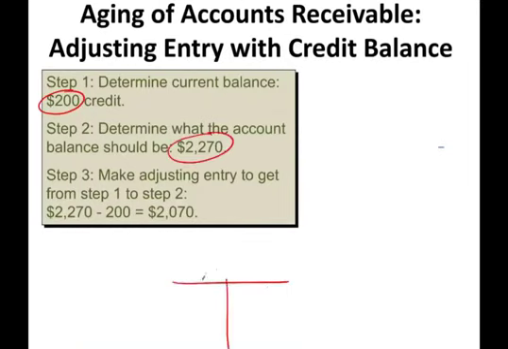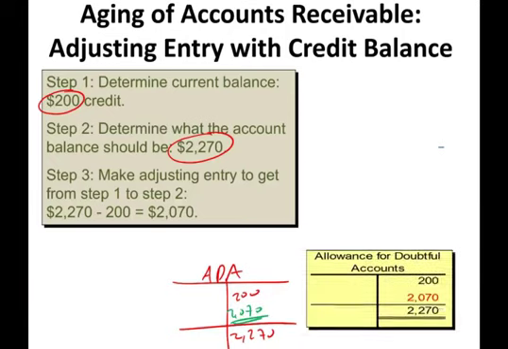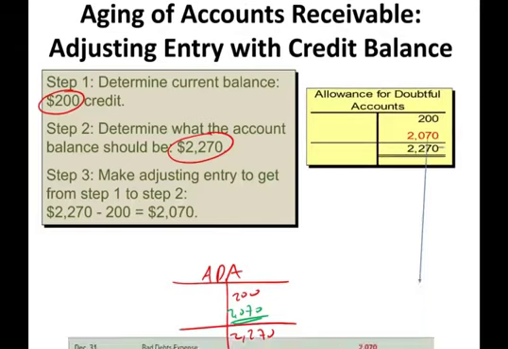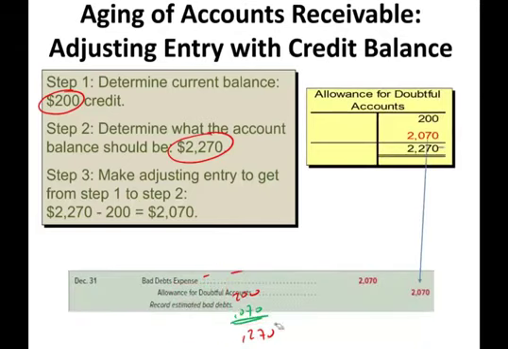So here's what we have. We have an ADA with a prior balance of 200. We need a target balance of 2,270. Well, if that's the case, that's easy. All I have to do is find the difference because it's a credit balance, and the difference is 2,070, and that's my adjustment. So this is what I need, and my adjustment is debit bad debt expense 2,070, credit allowance 2,070 to come up with that balance. So first you figure out what's your target, and from your target you work backward.